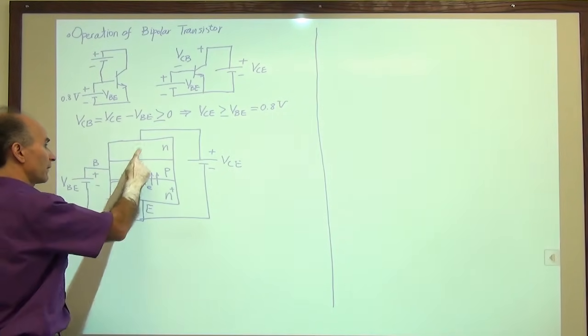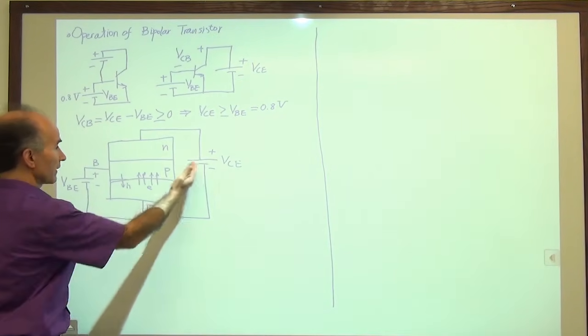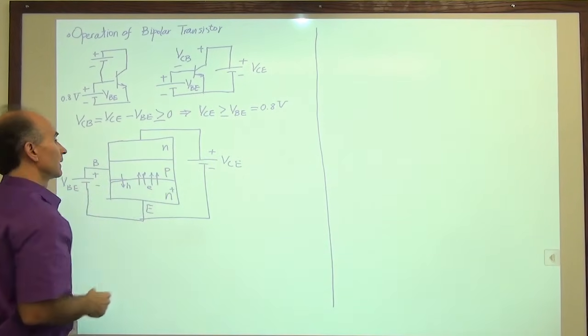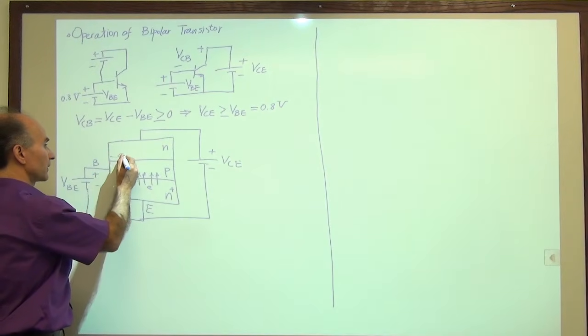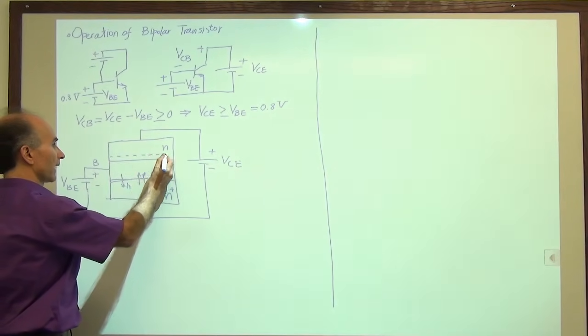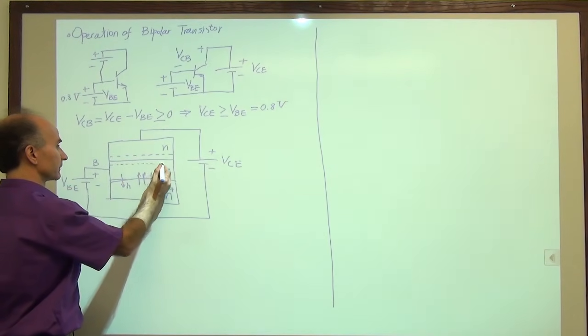All right, well, we have a reverse biased junction here by proper choice of this voltage, right? Okay, so a reverse bias junction has a depletion region. So here's a depletion region that we have between the collector and the base.